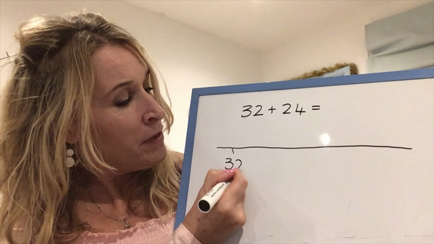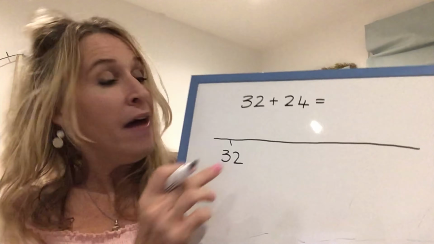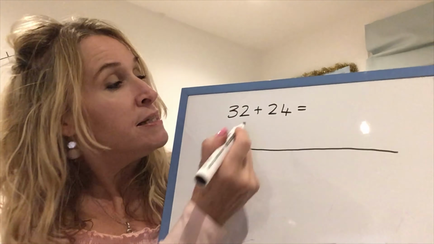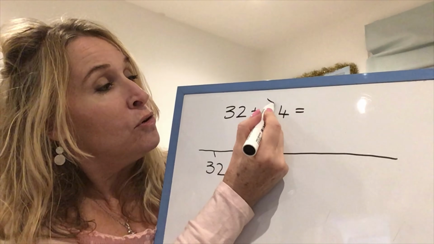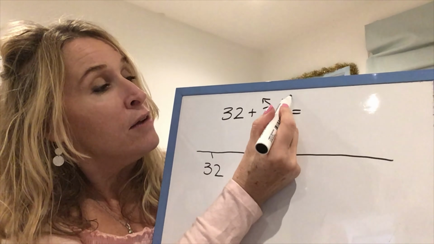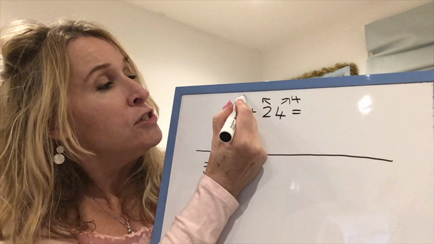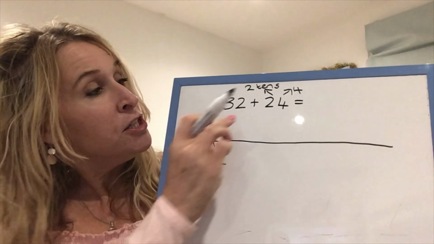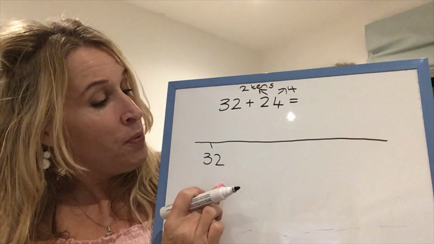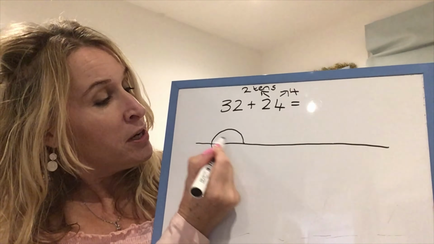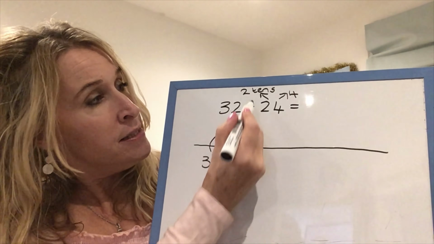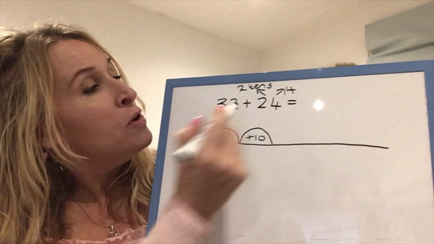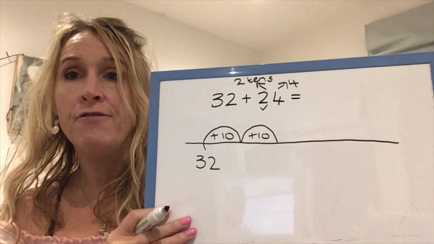Put the first number on the number line, 32, and then we're going to add on 24. Now, rather than add on 24 individual spaces, we're going to look at the number 24. What's it made up of? Well, we know that there's 4 ones and we know that there's 2 tens. So we're going to use this place value information to jump on the number line. So the first thing we're going to do is add one of the tens to this number, and then we're going to add the second 10. So we've added on the 20 part of 24.